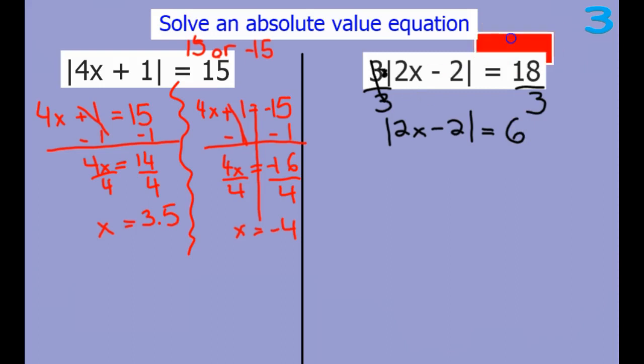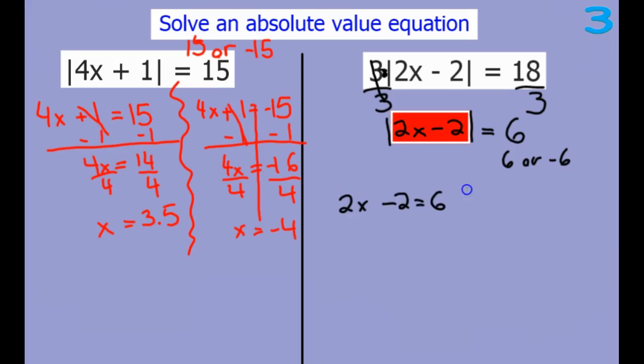Now we know that anything in our shower has to equal either 6 or negative 6. So we've got to create our two problems. We have 2x minus 2 equals 6, or 2x minus 2 equals negative 6.